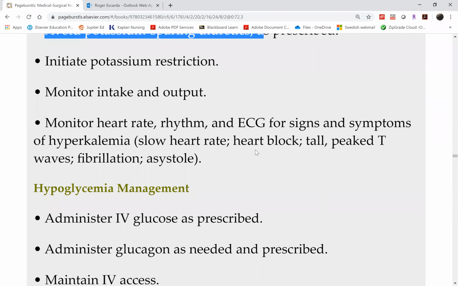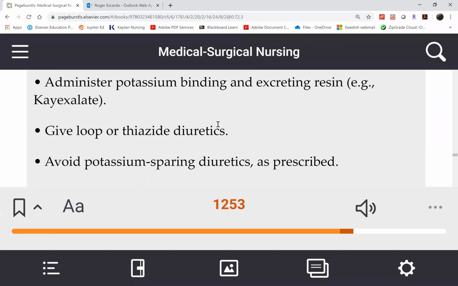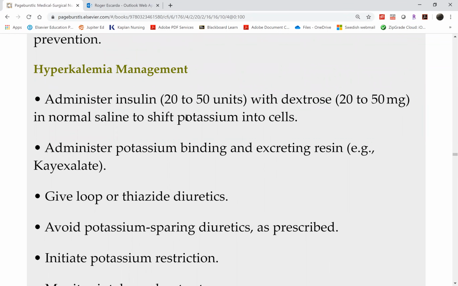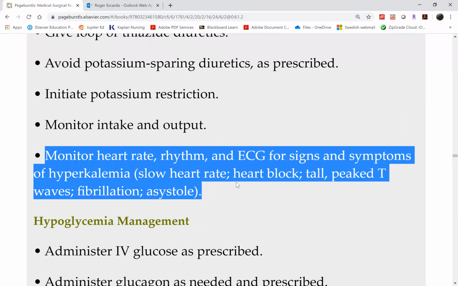If you put it in order though, we would still go with cardiac monitoring, because even though this one will lower it, it doesn't lower it fast enough. It still takes 20 to 30 minutes to drop, to shift. So therefore, this would be the safest intervention here, so that you will identify whether or not the patient's already in cardiac arrest.